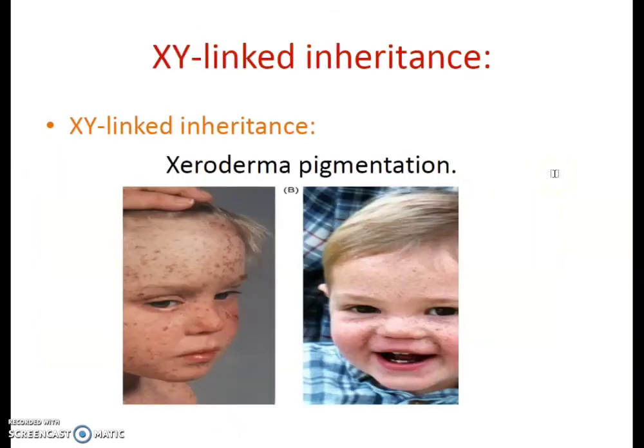In X and Y-linked inheritance, some genes are common on the X chromosome and Y chromosome. Example, the xeroderma pigmentosum gene. This gene is present on the X chromosome and also on the Y chromosome. So this is called XY-linked inheritance.